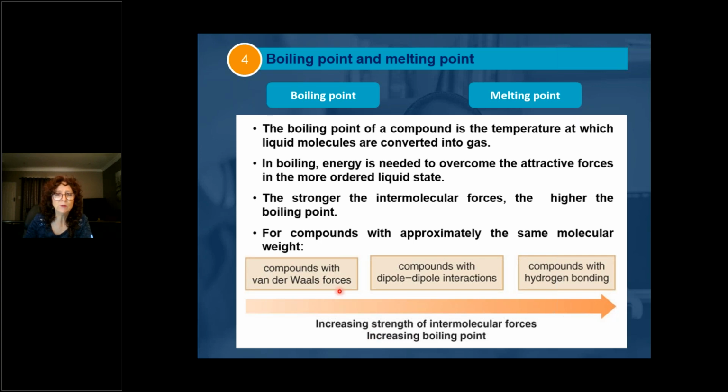Compounds with van der Waals forces, compounds with dipole-dipole interactions, and compounds with hydrogen bonds will increase in the strength of the intermolecular forces. If it's the same molecular weight, you will see the ones with the lowest boiling points are the compounds with van der Waals forces, and the highest boiling points are the compounds with hydrogen bonds, for example, water. All right.